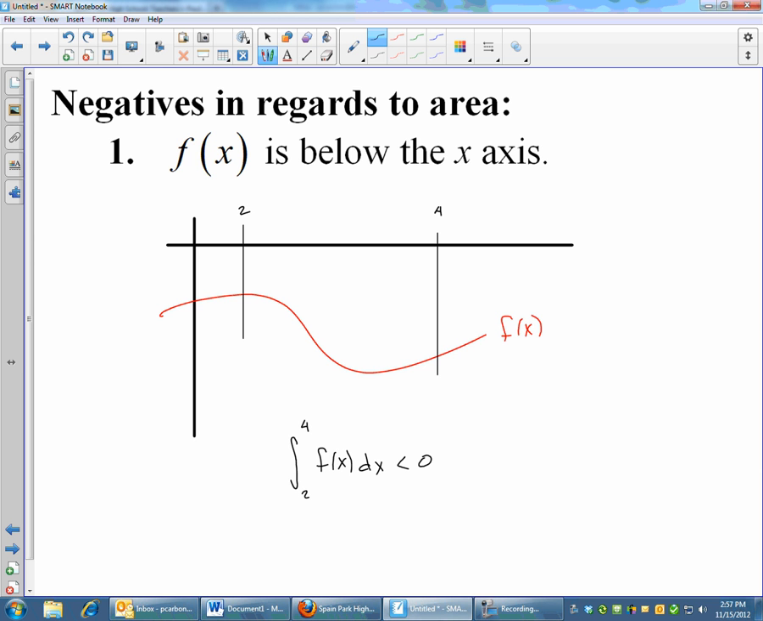The reason it is a negative area goes back to the good old Riemann sums. Let's say I were to do this area with 2 rectangles. So I'll put a rectangle from 2 to 3 and another rectangle from 3 to 4. If we think about those rectangles, regardless of whether I use left endpoints or right endpoints, I'll draw left endpoints here just for the sake of choosing one. If I go from 2 to 3, my change in x is 1. If I go from 3 to 4, my change in x is a positive 1.